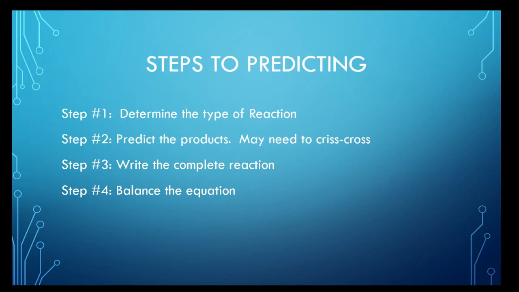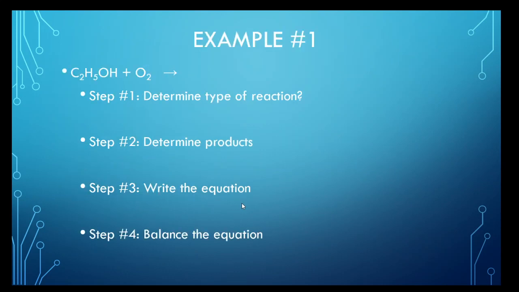All right, there's 4 steps when we're predicting. The first step is you're going to determine the type of reaction. And then the second step is predict the products. You may need to crisscross. Remember, crisscross is for ionic compounds. Step 3 is write the complete reaction. And then the last step will be to balance it. Okay, so let's look at example number 1.